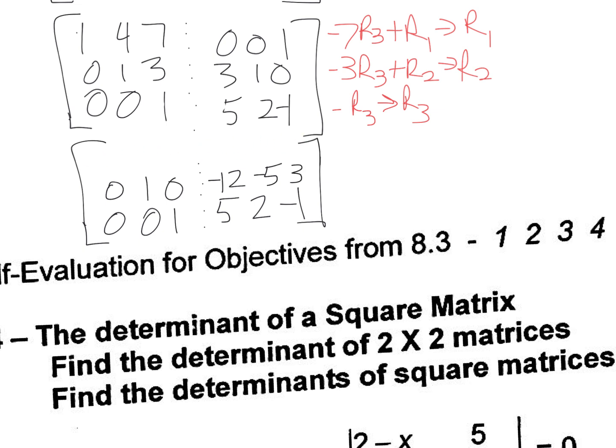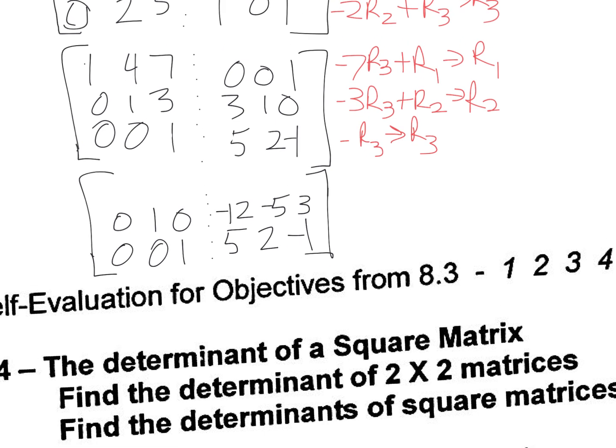Next I'm going to do the top row, which is going to be negative 7 times R3. First off, the 1, 4 don't change. This is going to change to a 0. Negative 7 multiplied by these is what I'm going to say out loud. So negative 35 plus 0 is negative 35. Negative 14 plus 0 is negative 14. Positive 7 plus 1 is 8.